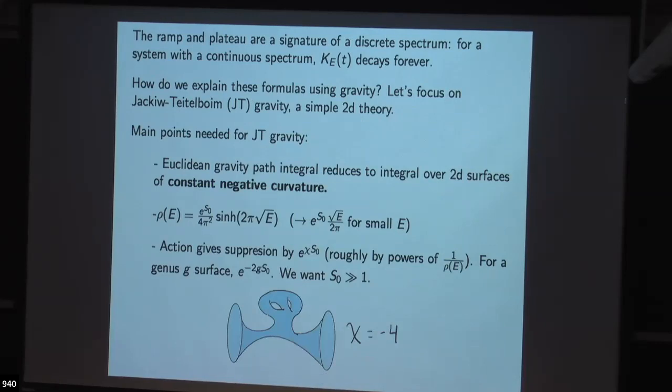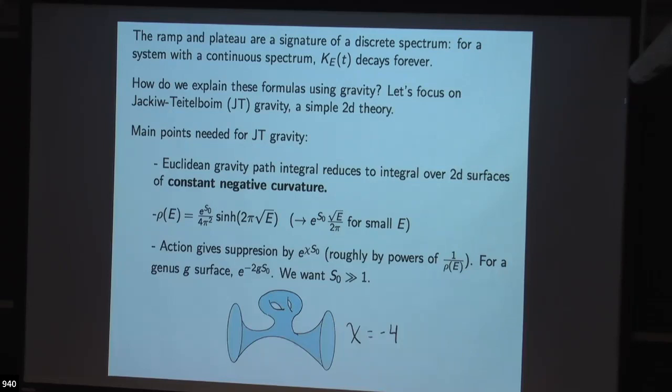Okay, so this ramp and plateau, this late time growth and then saturation of the spectral form factor, you think of this as a signature that the boundary theory, or the theory you're studying, has a discrete spectrum. If you had taken a system with a continuous spectrum and computed the spectral form factor, it would decay forever.